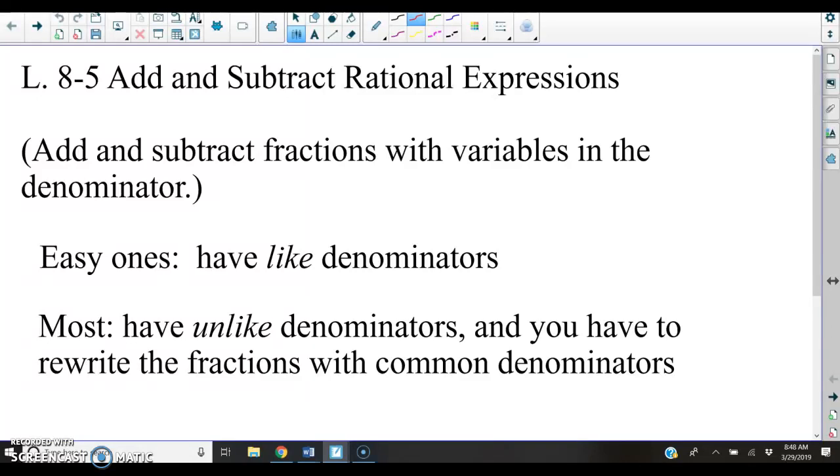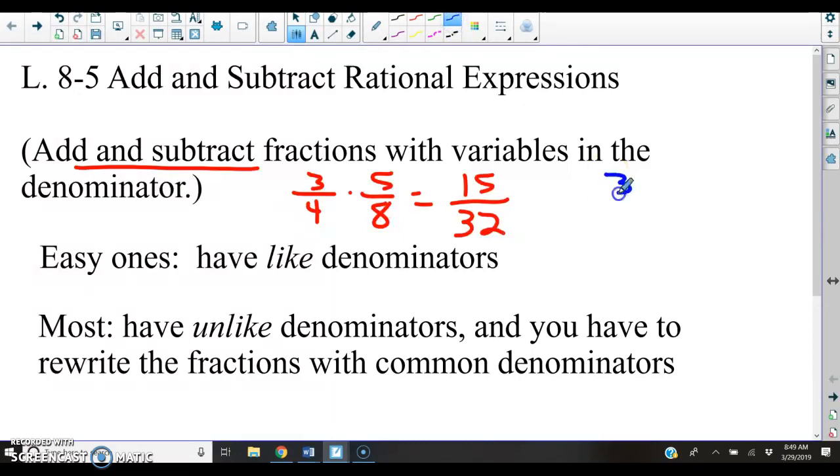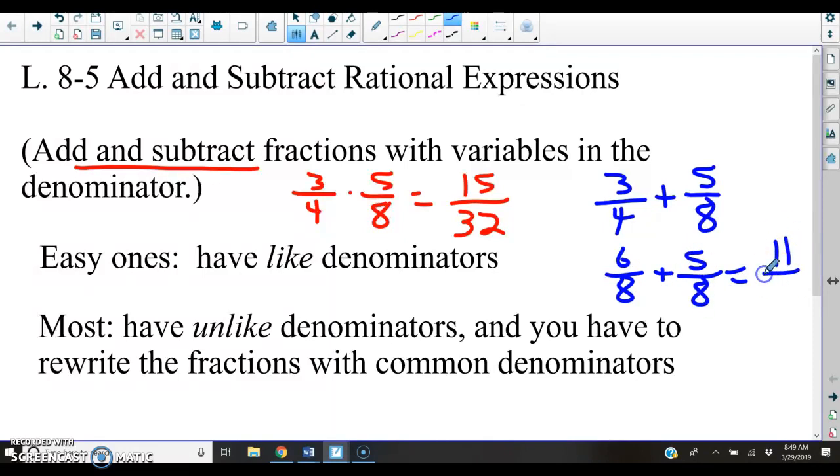Okay, today we're going to add and subtract rational expressions. And actually, most students find that more difficult than multiplying and dividing. And I think you can remember from your days of fractions, you probably found that multiplying something like 3/4 times 5/8, where all you had to do is multiply numerators then denominators, was easier than if you had to add them, because then you needed common denominators. So you had to switch this to 6/8 plus your 5/8 and get 11/8.